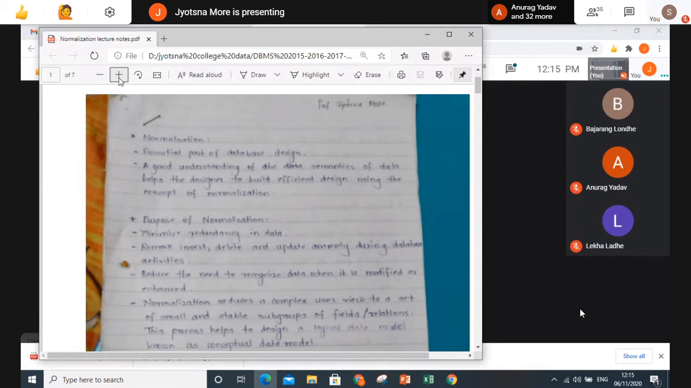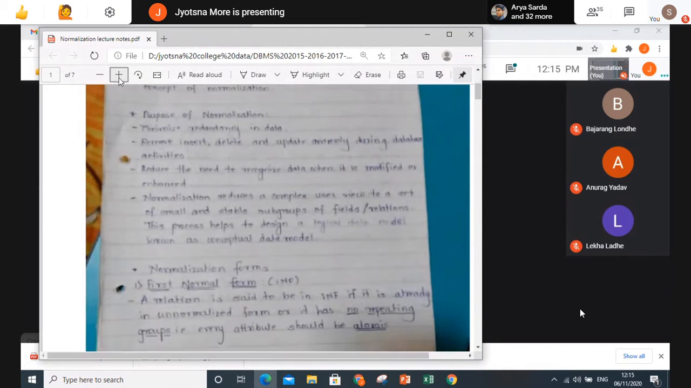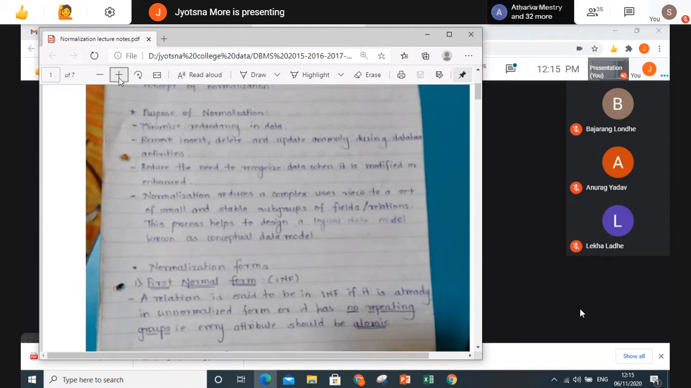About normal forms. Okay, so first normal form, 1NF. What is 1NF? A relation is said to be in first normal form if it is already in unnormalized form or it has no repeating groups. What do you mean by repeating groups? That every attribute should be atomic.